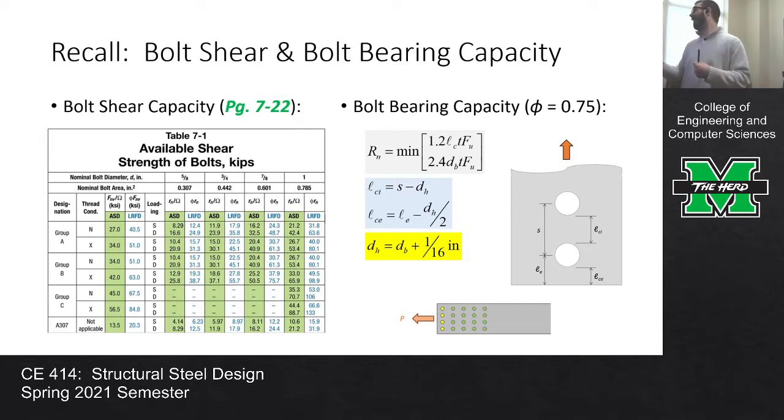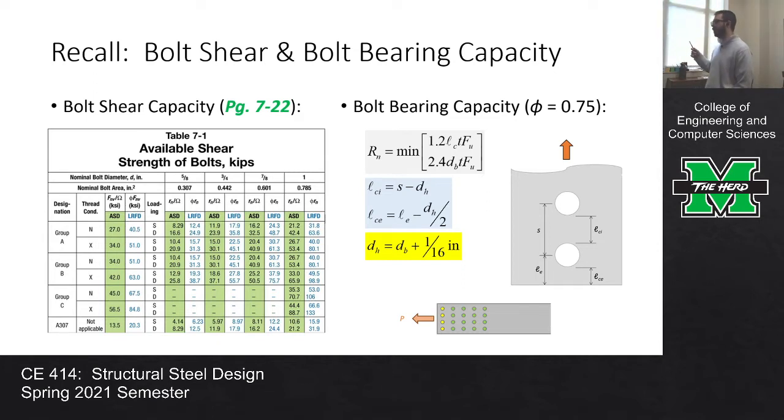For bolt bearing, there's a little bit more to it, but hopefully between the examples that we've done in class and the video that I posted on Wednesday, you see that bolt bearing is not hard. It's not difficult. It's maybe a bit laborious, but it's very rote. It's very plug and chug.